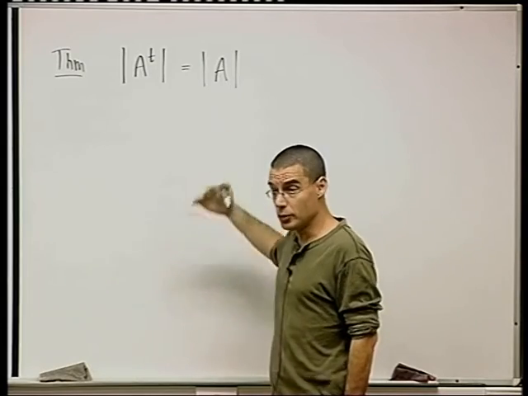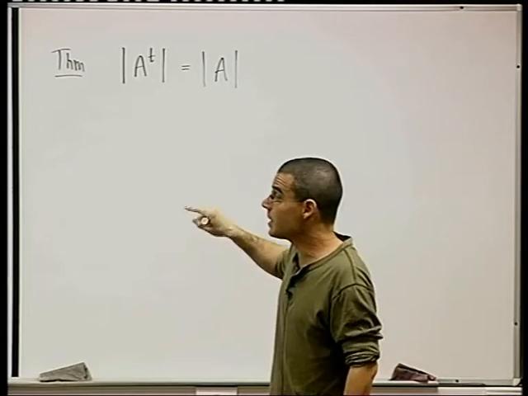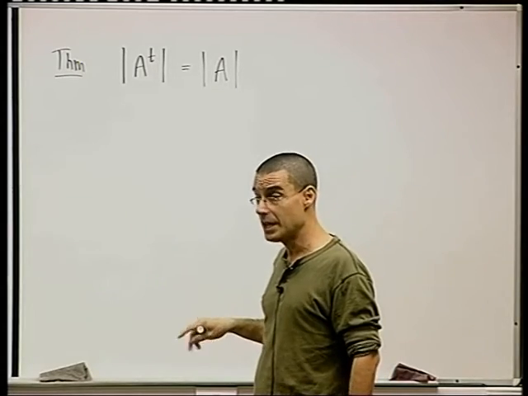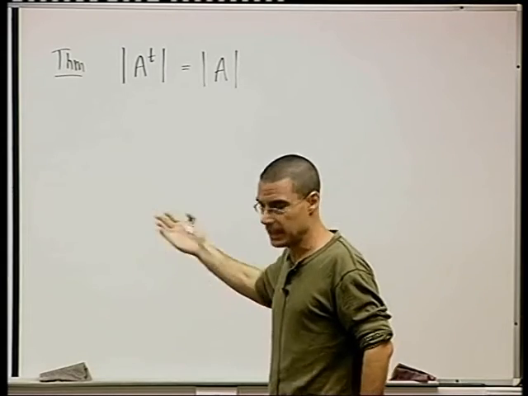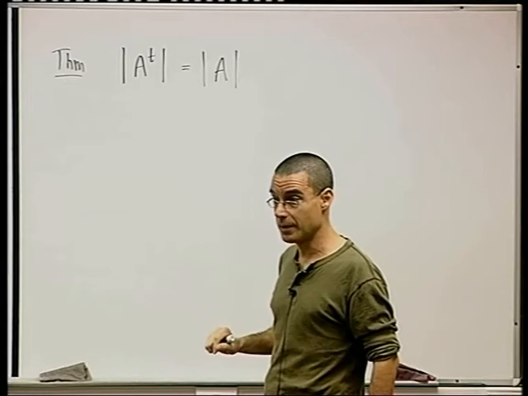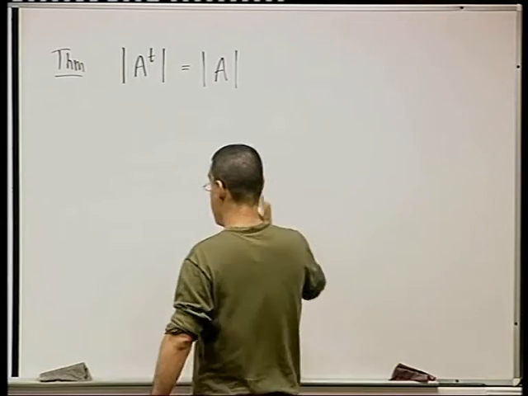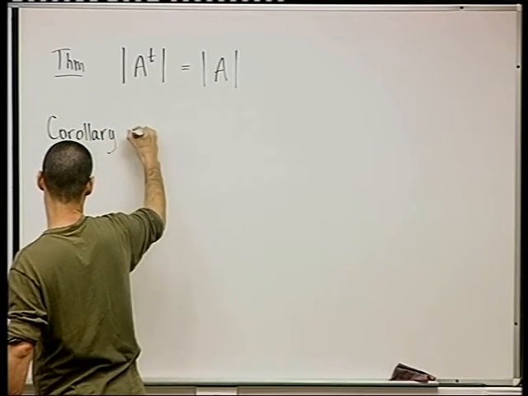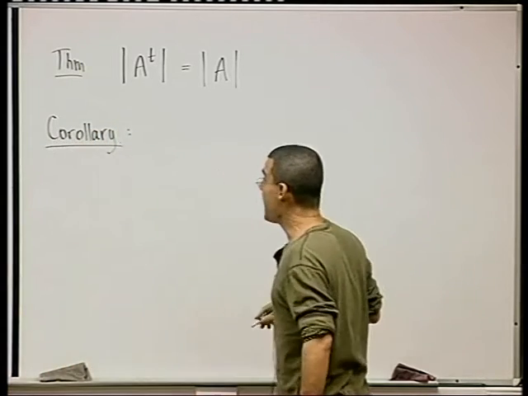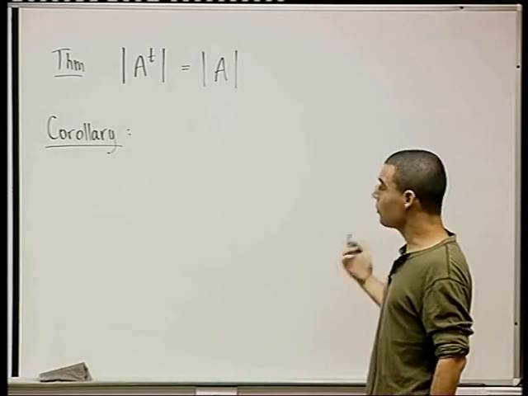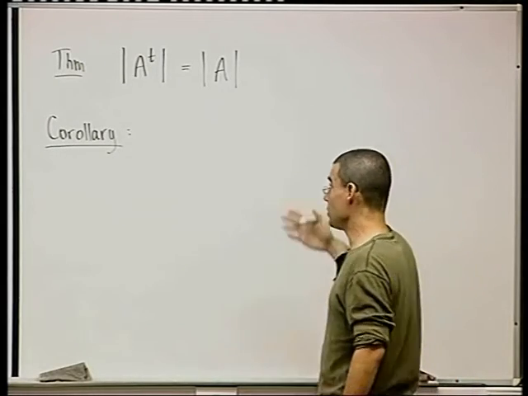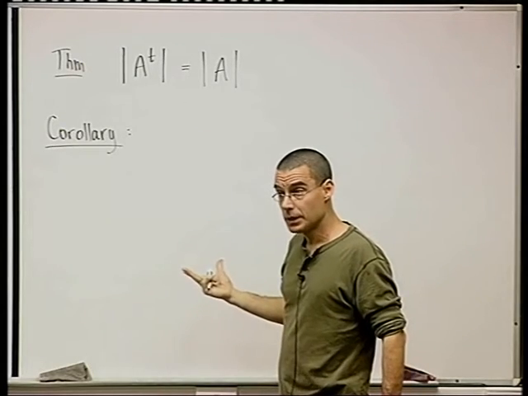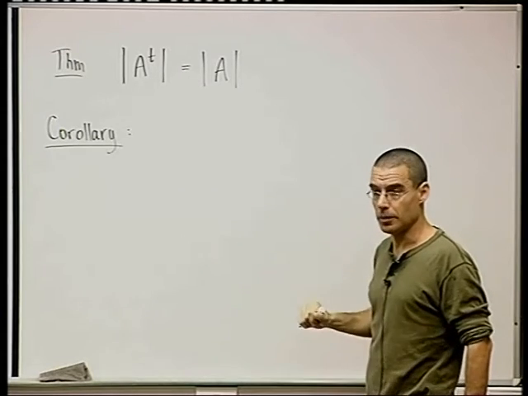I'm not proving it, but I do recommend to convince yourself just by taking the 3 by 3 matrix that we did in the example, 1, 2, 3, 4, 5, 6, 7, 8, 9, taking its transpose, calculating the determinant, seeing that you get the same thing. A corollary of this is that any property of the determinant that talks about rows would be the same property about columns.